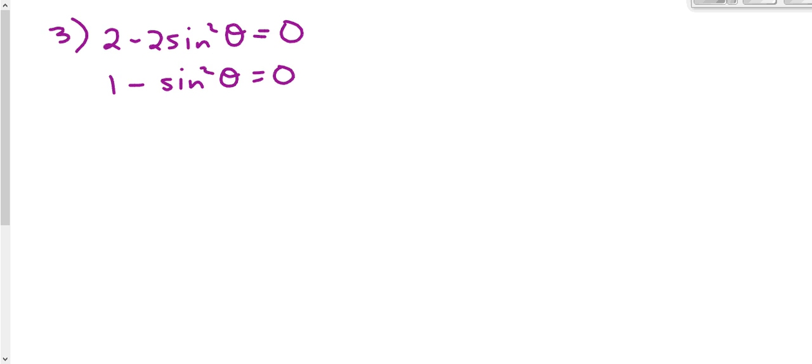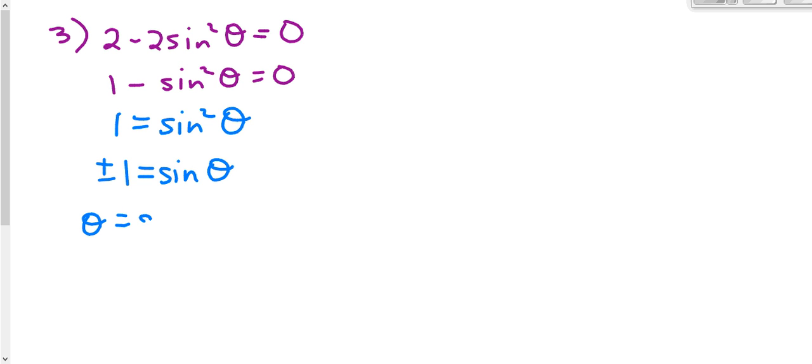I'm going to add sine squared theta to both sides, take the square root, which is going to give me plus or minus 1, and then I'm going to take the inverse sine of both sides. So theta is inverse sine of 1 and inverse sine of -1.